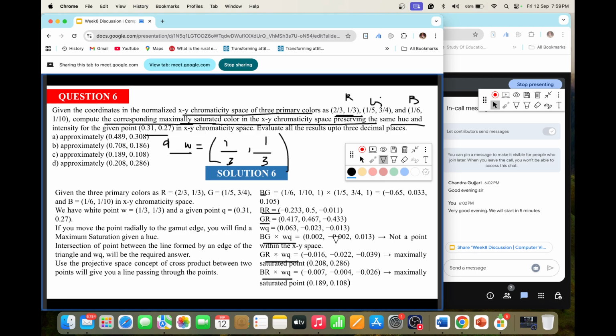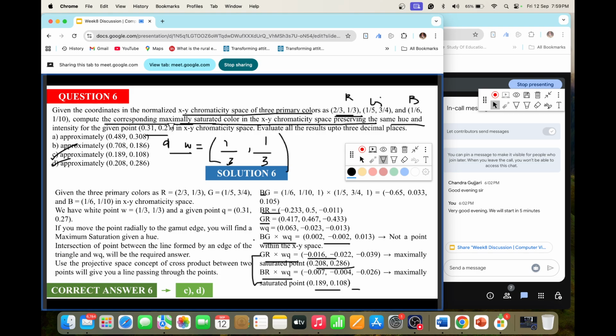The point where it comes out negative won't be possible, because in our chromaticity chart negative values are not possible, so that is not valid. But your maximally saturated point will be this. These are all negative, so you divide by a negative scale, and then the values come out positive. So that is 0.208, 0.286. So option D is correct. And similarly BR cross WQ is coming 0.189 and 0.018. So option C is also correct. So C as well as D are the correct answers.